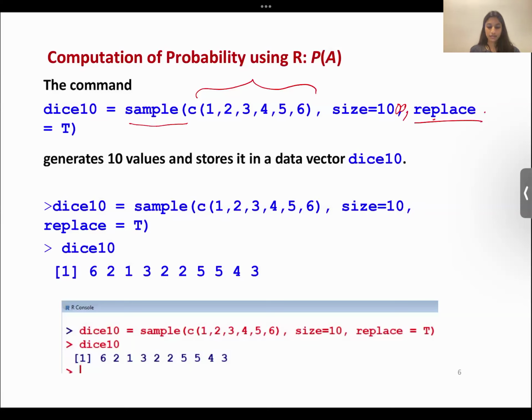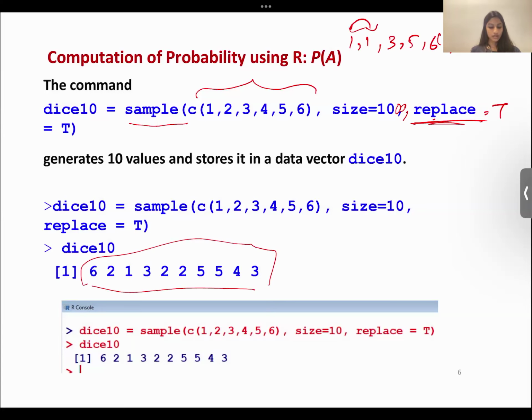And replace is equal to TRUE, because you roll the dice 10 times and you could have the same, repetitive numbers. So you can have 1, 1, 3, 5, 6, 2, or anything. A same number can repeat more than once. That's why you write replace equal to TRUE. So this would give you random sampling. These are the randomly sampled numbers.